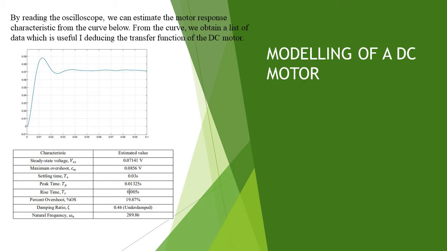To operate the system, we set the input voltage as 5 volts, then we run the system. After that, a set of data can be obtained from the model. We can see it from the oscilloscope. From the graph, we can estimate the motor response characteristics. A few important characteristics are listed in the table.